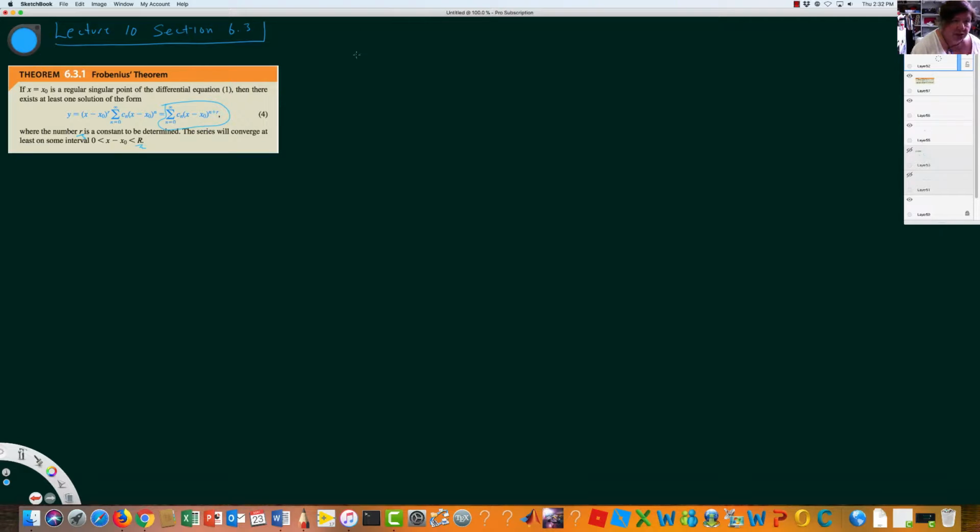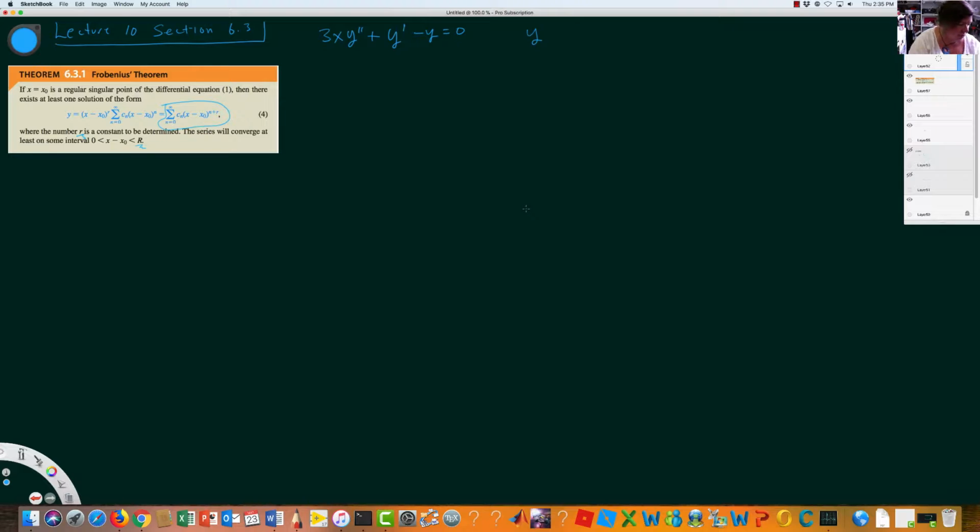I think the best way to get started here is just to look at an example. So let's look at the equation 3x y double prime plus y prime minus y equals 0. We're going to try to find a solution, because of this theorem, that looks like this. So we're going to look at solutions that kind of look like that.